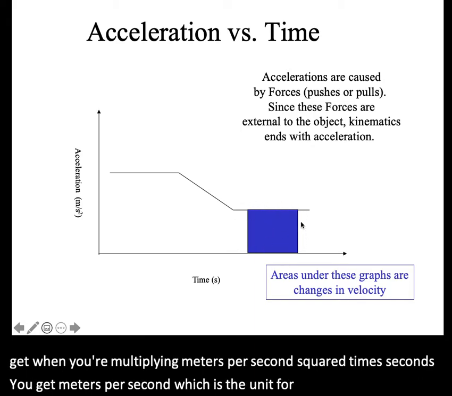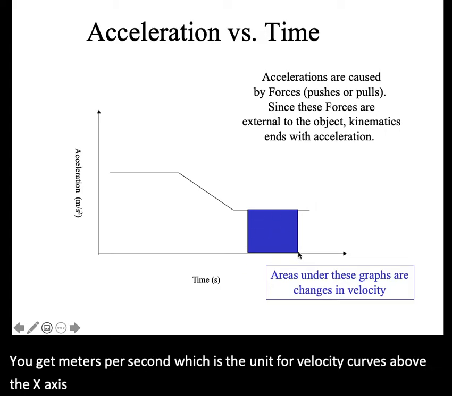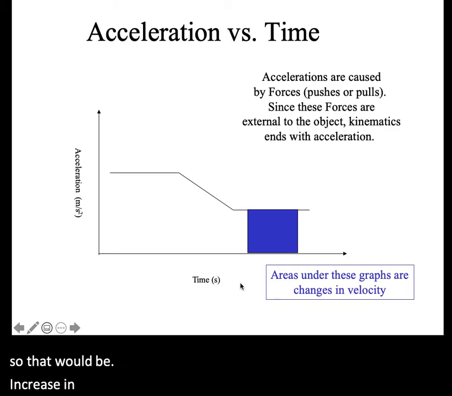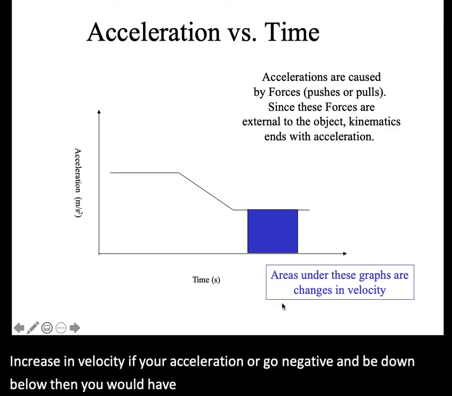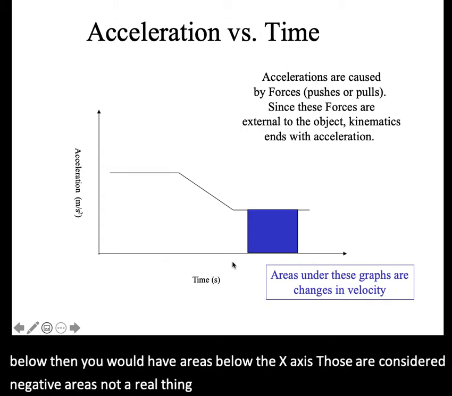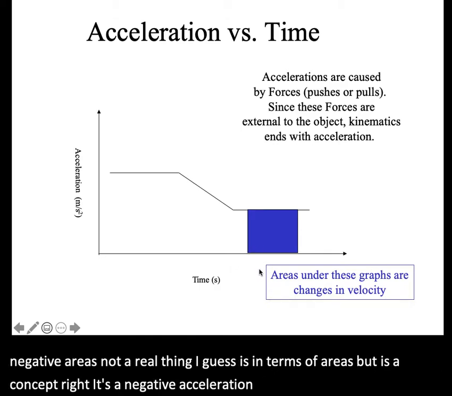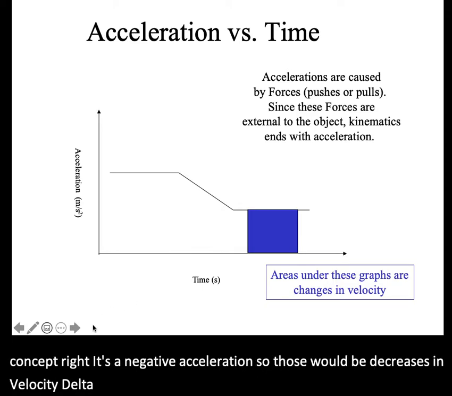Curves above the x-axis are considered to have positive areas, so that would be increases in velocity. If your acceleration were to go negative and be down below, then you would have areas below the x-axis. Those are considered negative areas. Not a real thing, I guess, in terms of areas, but as a concept, right, it's a negative acceleration. So those would be decreases in velocity, delta v's that are negative.